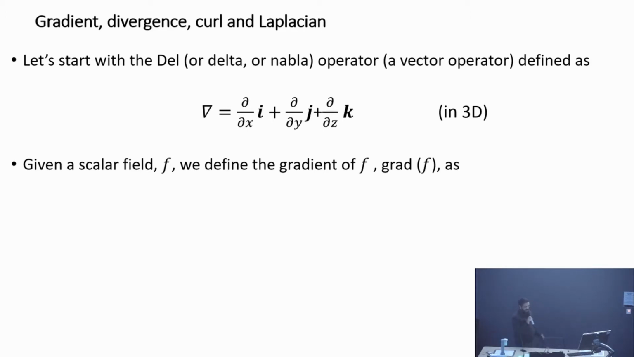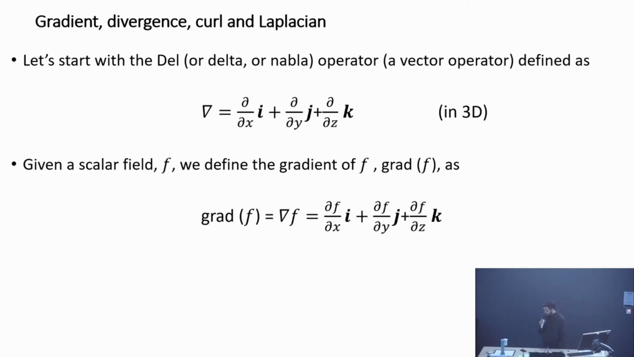So if we start with a scalar field f, that could be anything, we can define something called the gradient of f, or grad f. How do we do that? The gradient of f, in terms of delta, is just delta f. So it's equal to the partial derivative of f with respect to x times i, plus the partial derivative of f with respect to y times j, plus the partial derivative of f with respect to z times k.